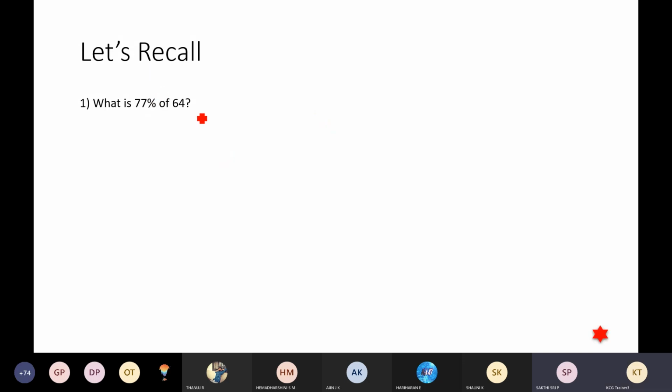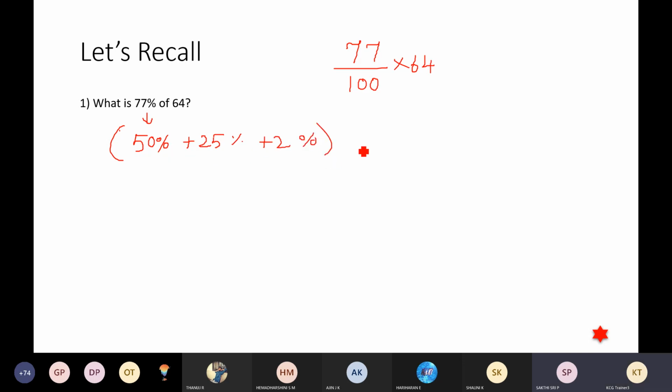What is 77% of 64? Actually speaking, how am I supposed to do it? The actual method is 77 divided by 100 into 64. This seems like a lengthy process, so let's see if we can find other ways to do it. What I'm going to do is split this 77% as 50% plus 25%, because now itself I have got 75, plus 2% of 64.